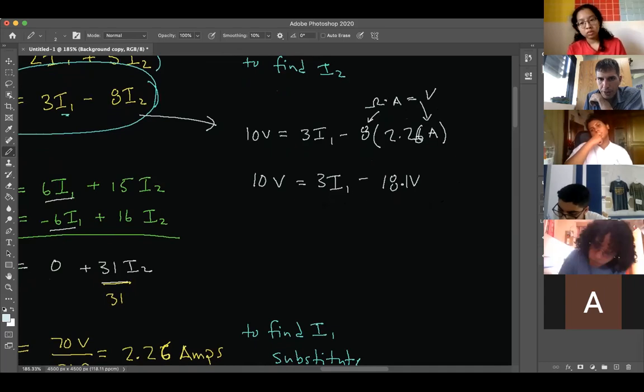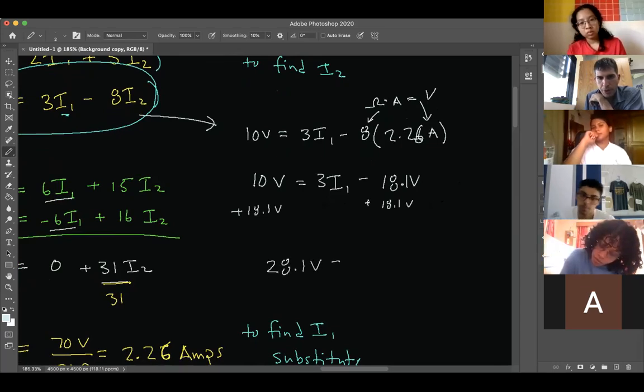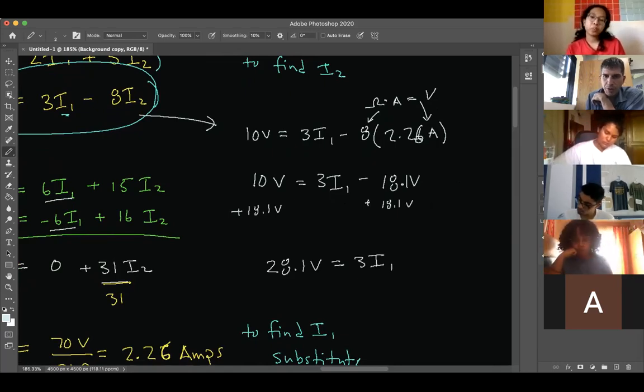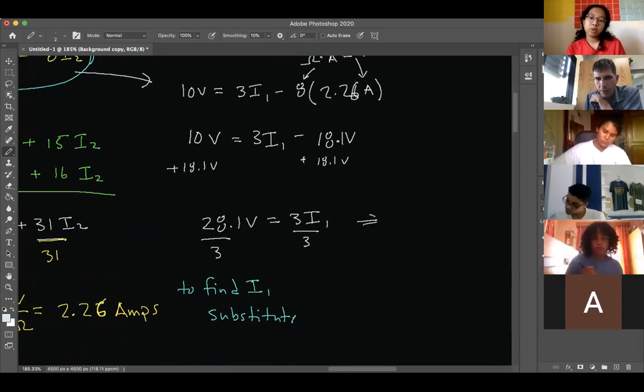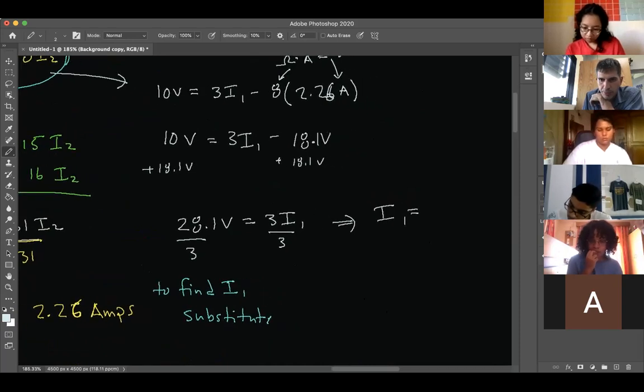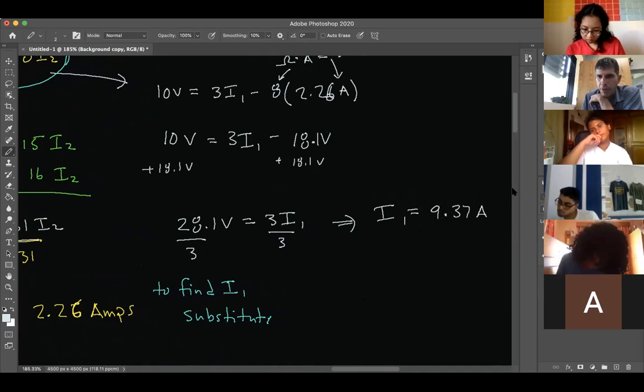All right, so now I'm just going to add 18.1 volts to both sides. And when you do that, you should get 28.1 volts equals 3I1. So if you divide both sides by 3, can someone tell me what I1 works out to be? What is 28.1 divided by 3? 9.36 or 9.37. All right, we'll say 9.37, and that will be units of amperes as well.